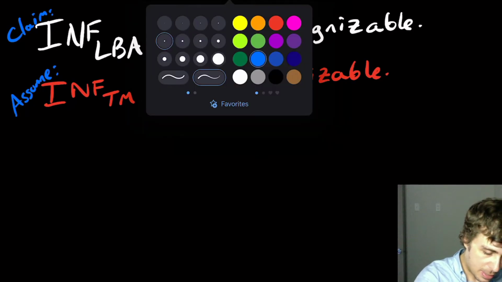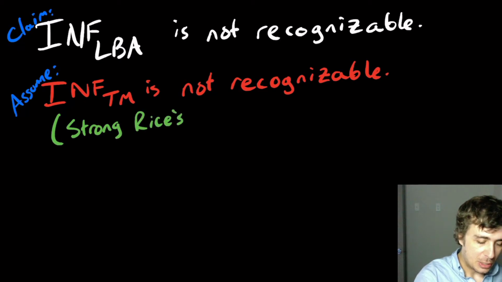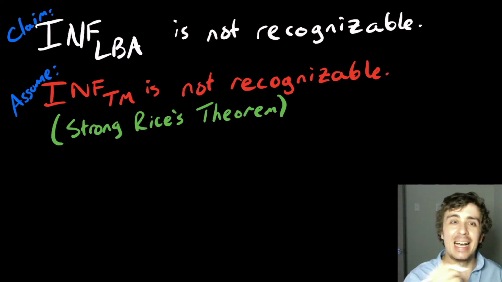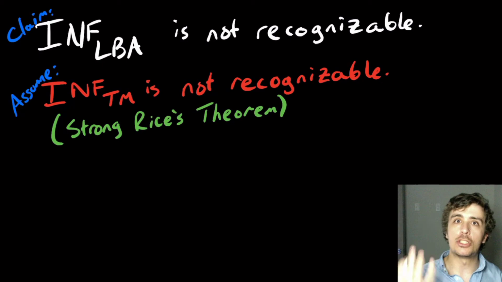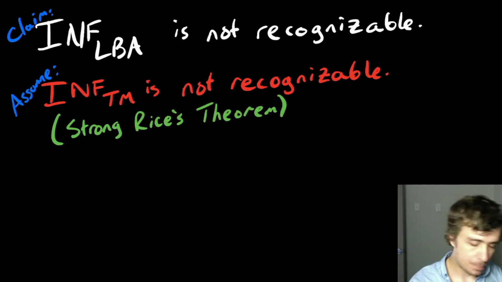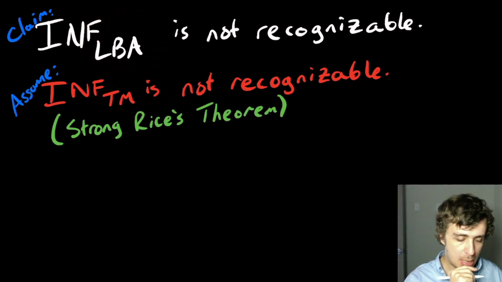And if you don't actually believe me, what you can use is the Strong-Rice's theorem. If you don't know what that is, search it. I've done a video on it. In fact, I'm probably the only one who has. There's something called the Strong-Rice theorem, which can prove that certain languages are not recognizable, and this is one of them. But that doesn't apply here because these are LBAs. It only applies to Turing machines. So I claim that the LBA version is also not recognizable.